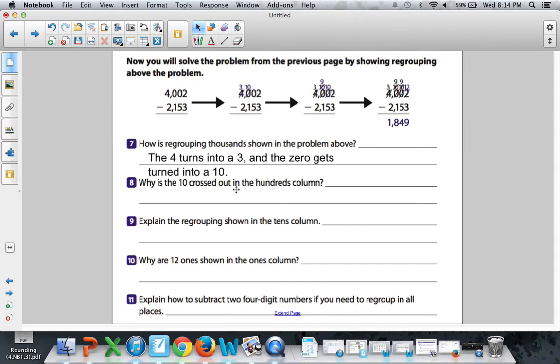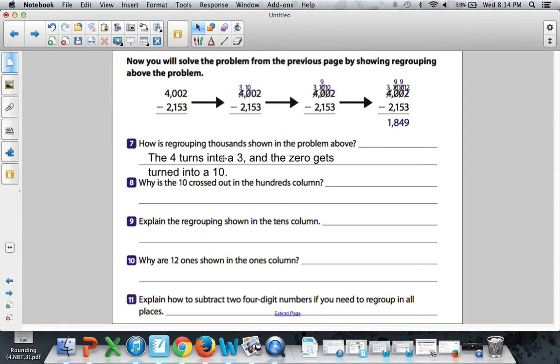Why is the 10 crossed out in the hundreds column? They're talking about this right here. Why is it crossed out? Because there's a 0 right next door. And that 0 had to borrow from that 10. So that 10 turned into a 9, and this 0 turned into a 10. There's lots of borrowing going on here.